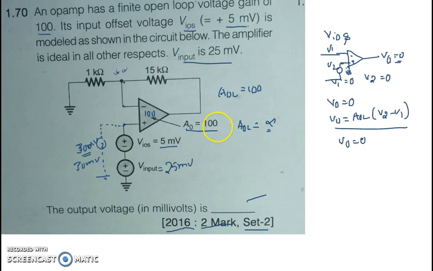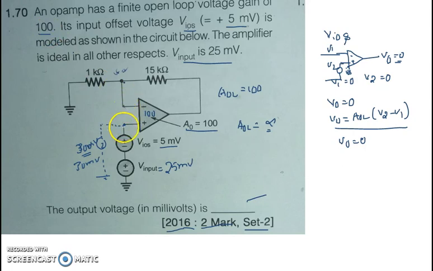So one thing you have to keep in mind: if the open loop voltage gain is mentioned, then you should not take the virtual ground concept. Clear? Only if the problem does not mention the open loop voltage gain can you apply the virtual ground concept.